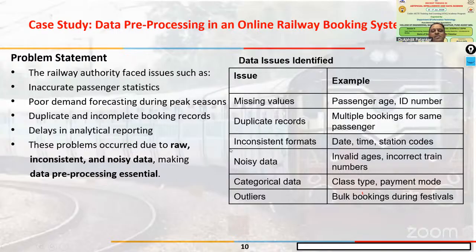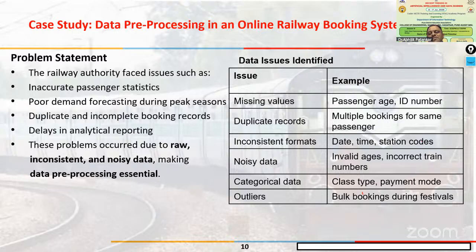How to do that? Missing values, like passenger age, ID number, if this is missing, you have to enter this missing value. Then duplicate records, like multiple bookings for the same passenger. The same passenger is making multiple bookings, so duplicate records are generated in your database.